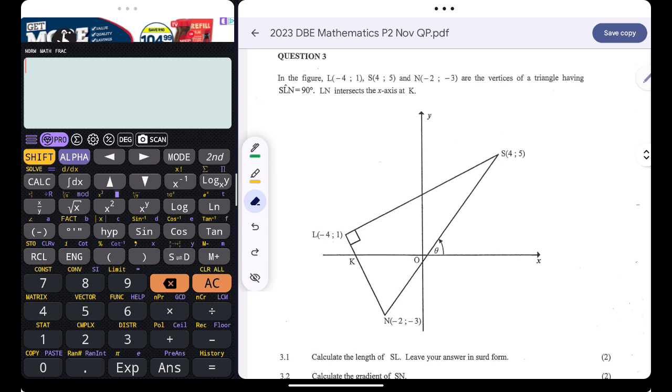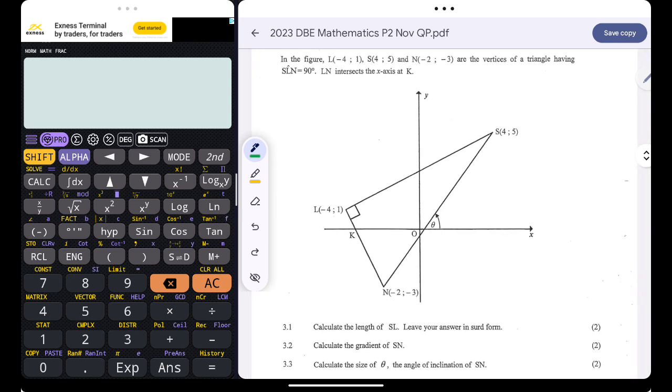I'm told that in the figure, L, S, and N are vertices of a triangle having angle SLN as 90 degrees. So basically they're telling me that I have a right angle triangle. And they tell me that line LN intersects the x-axis at K. So the first question, they want me to find the distance of SL.